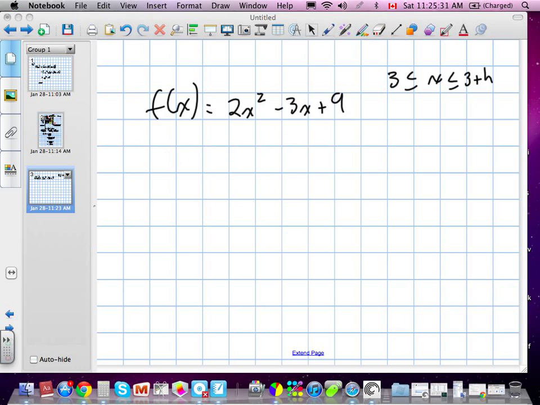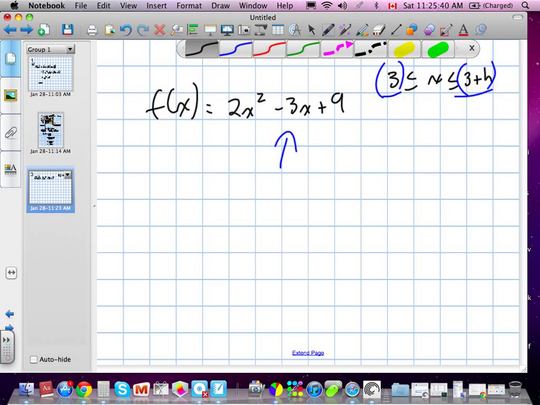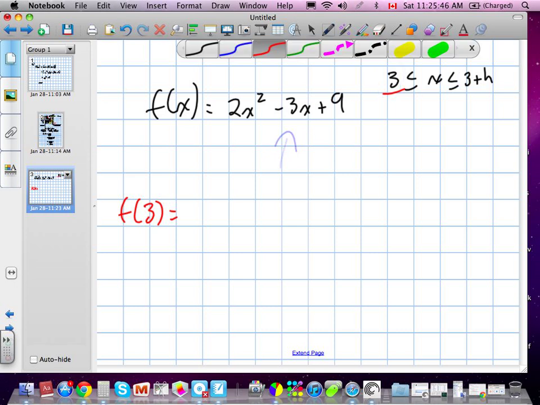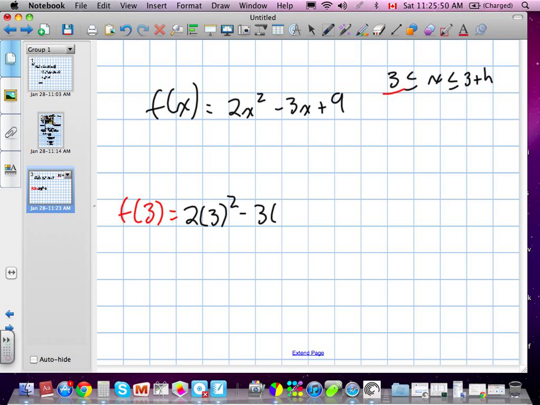Okay. So in our first one, we plugged the number 3 into the function, so we're looking at f at 3 is equal to 2 times 3 squared minus 3 times 3 plus 9. This is going to be negative 9 plus 9, those will cancel out. Okay, 3 squared is 9 times 2, 18. Yep. f at 3 is 18.